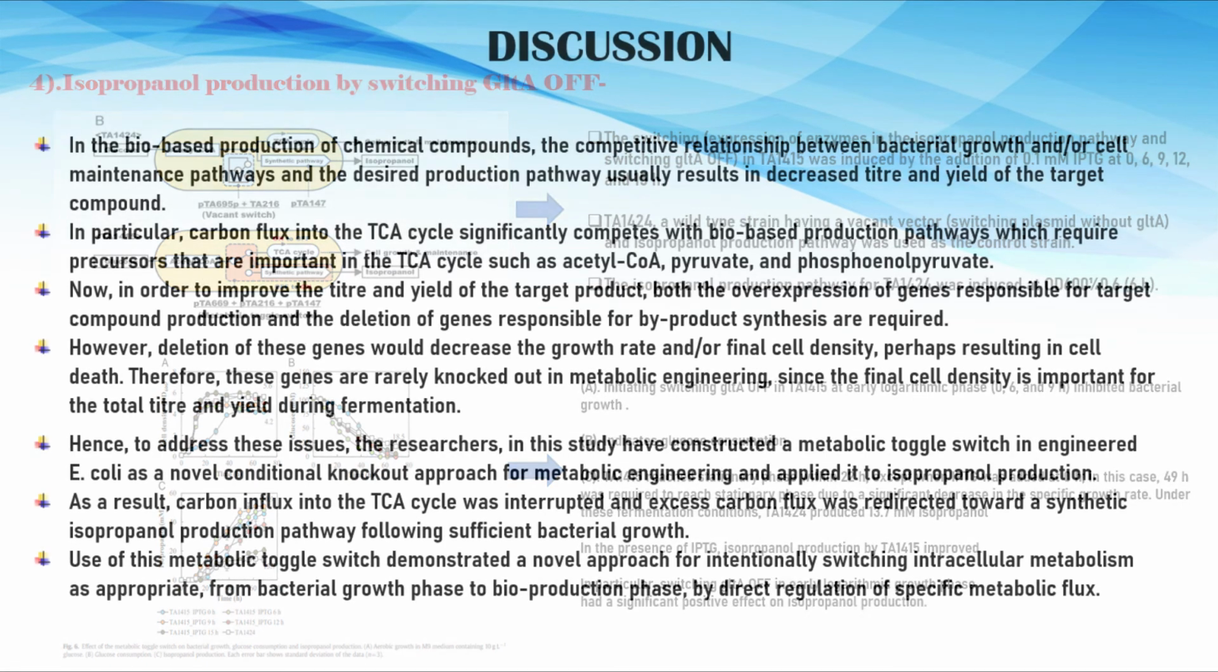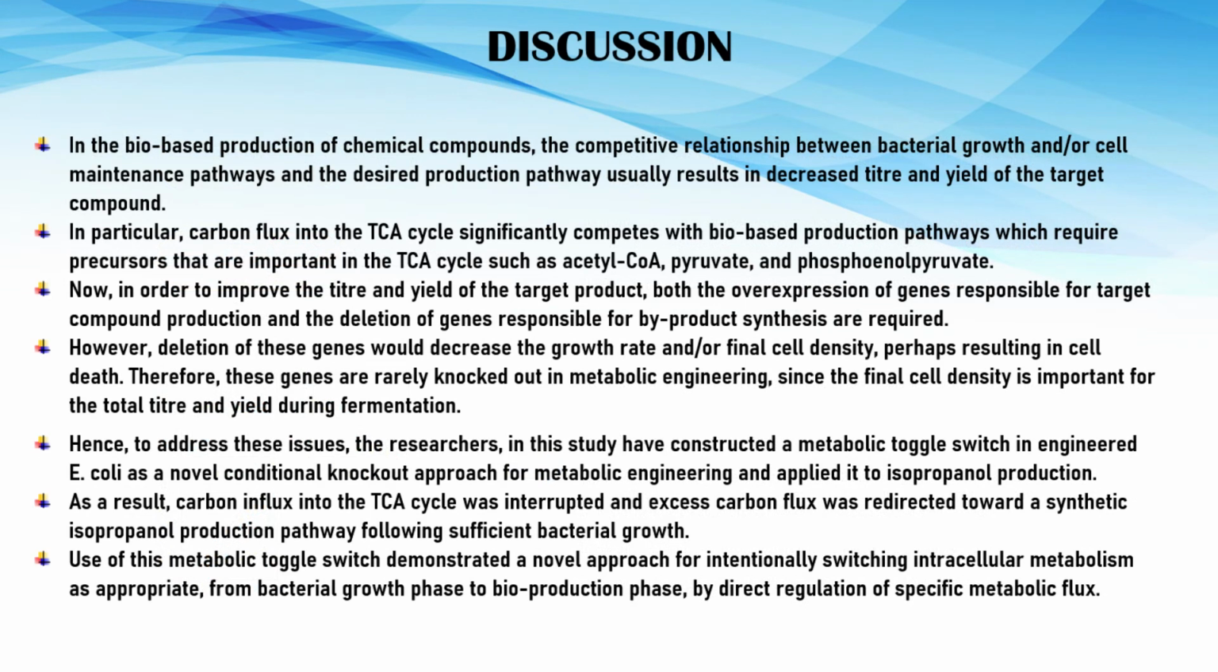Thank you, Akhil, Gargi, and Neha for your parts. Now, coming to the conclusion. In the bio-based production of chemical compounds, the competitive relationship between bacterial growth and or cell maintenance pathways and the desired production pathway usually results in decreased titer and yield of the target compound. In particular, carbon flux into the TCA cycle significantly competes with bio-based production pathways, which require precursors that are important in the TCA cycle, such as acetyl coenzyme A, pyruvate, and phosphoenolpyruvate.